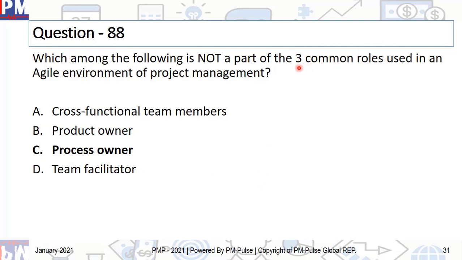Of course, the number of roles are not just three, there are more. But they're saying three common roles, right? So the main point is process owner. Forget about being common, it is not one of the roles of Agile.